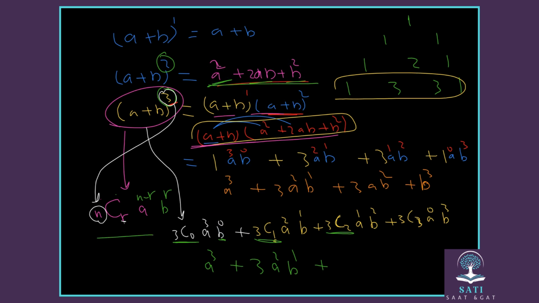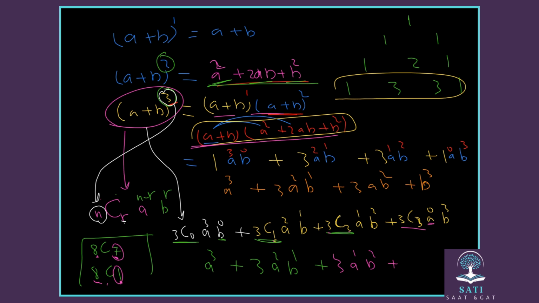Keep this note in your mind. If I have 8 combination 7, it's going to be the same as 8 combination 1. Because look, the difference between 7 and 8 is 1. So if you choose 1 instead of 7, it's the same idea. And 8 combination 1, the difference between 1 and 8 is 7, so if you choose 7, it's the same. So 3 combination 2 is the same as 3 combination 1. So that means it's going to be 3a to the power 1 and b squared. Plus here, 3 combination 3 is the same as 3 combination 0, which is 1.